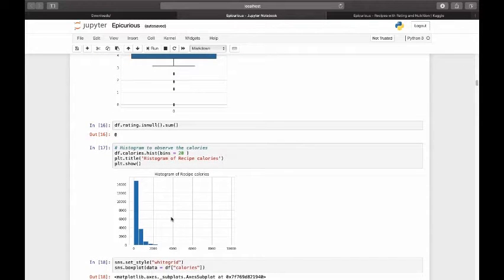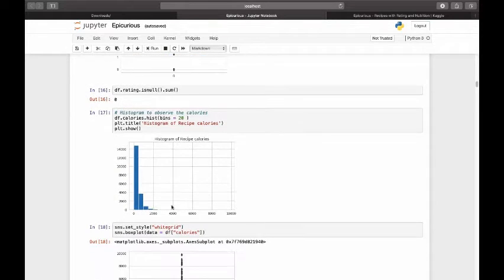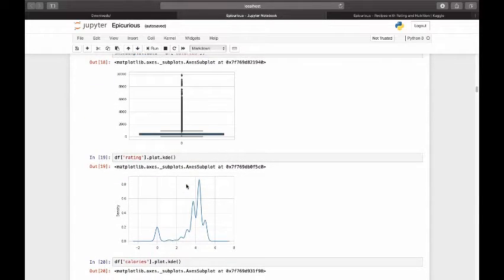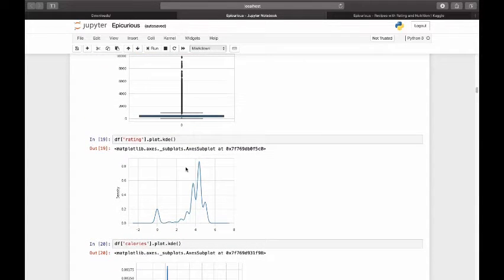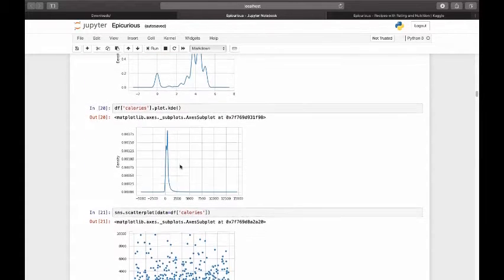And this was how our calories were skewed, right? It is right skewed here, whereas our ratings were left skewed. Most of the calories were between 0 and say 2500 to 3000, right? This is how the box plot looks. There are quite a few outliers in calories. This is our rating density plot, and this is the one for calories, right?